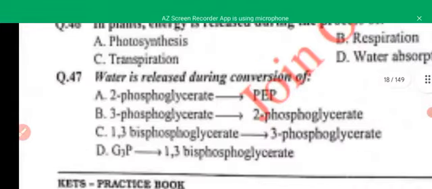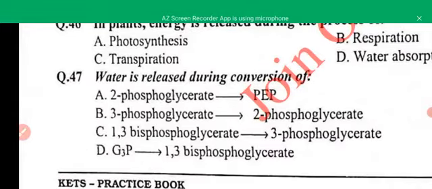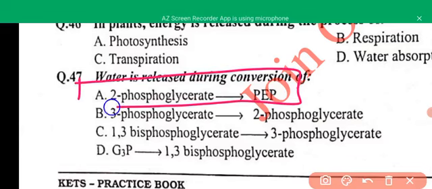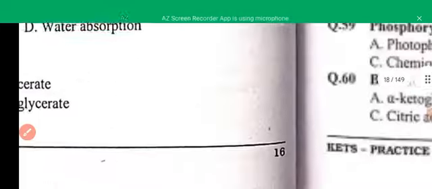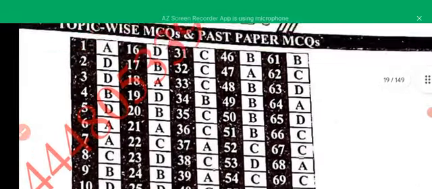45. A. All best. Then, water is released during conversion. Water is released in the process when 2-phosphoglycerate is converted into phosphoenolpyruvate. The correct option is A. 47. Correct option is A. Good.